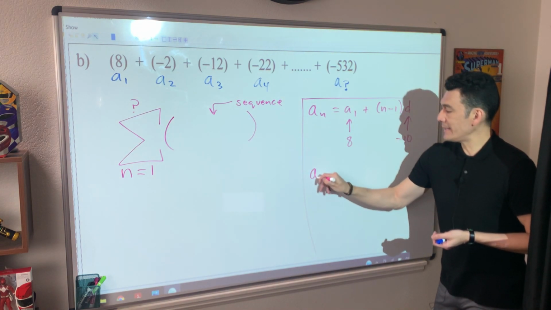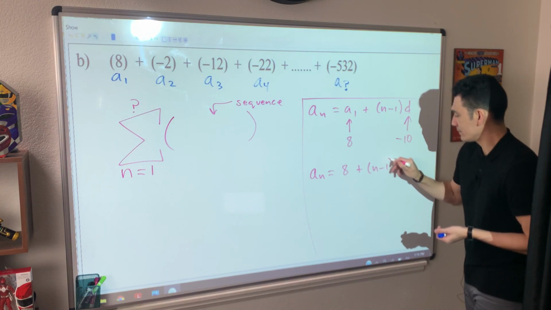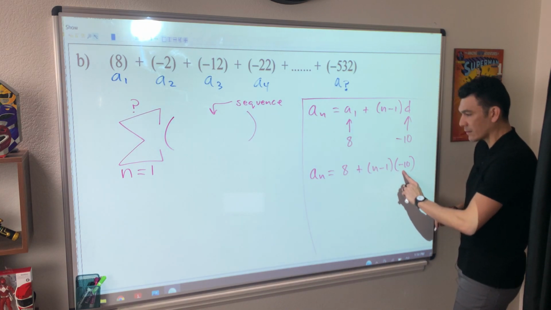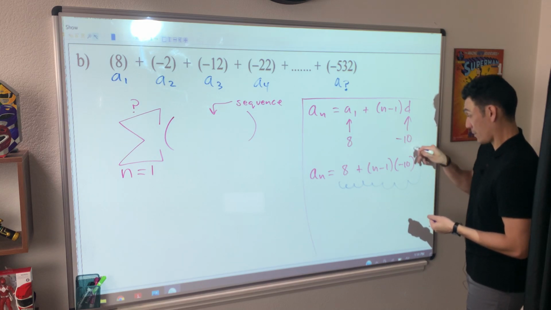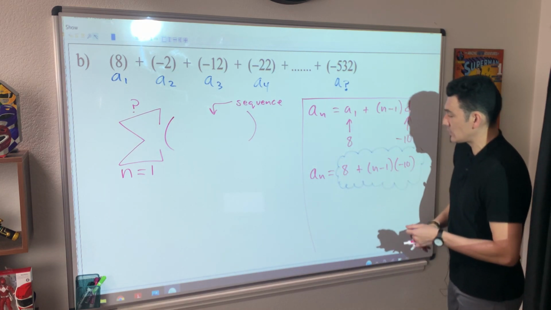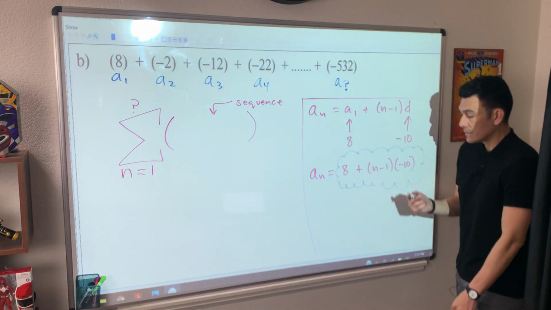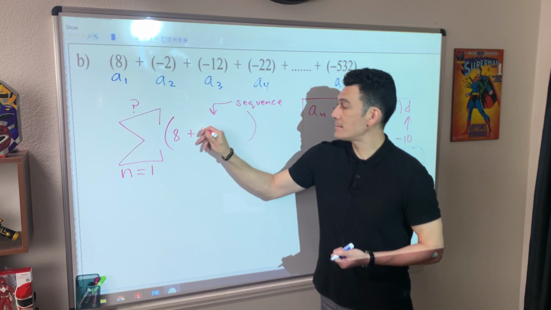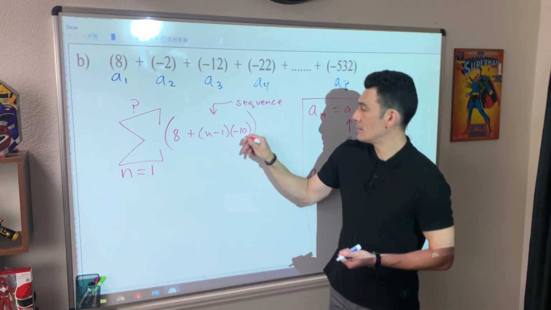So our sequence would say this here. That's our first term, and that's our common difference. So really, guys, this blue bubble, that sequence can get copied and pasted right there. So we'd have 8 plus n minus 1 times d.